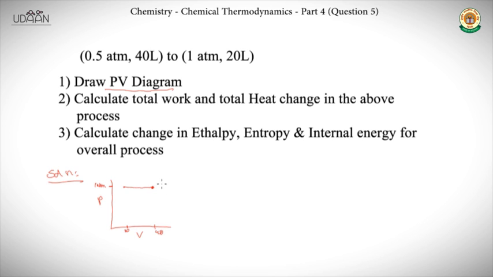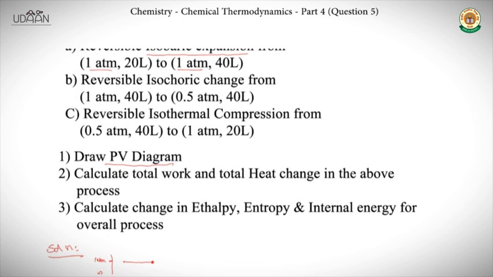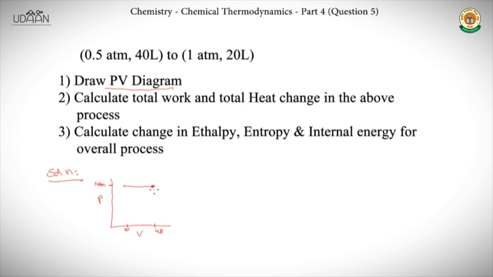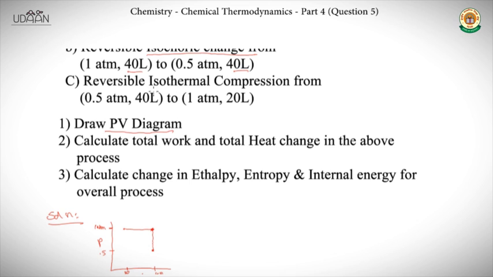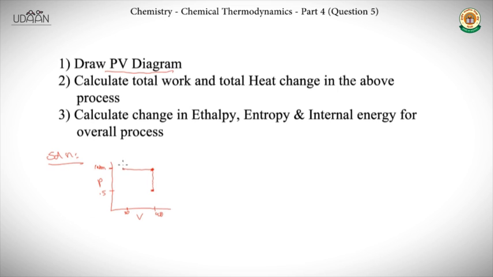Isobaric expansion, a straight line, parallel to V. And in the second process, it is an isochoric change, implying constant volume at 40 liters. It is decreasing pressure from 1 atm to 0.5 atm. So 1, 40 to 0.5, 40. And in the third one they gave reversible isothermal compression. In an isothermal process temperature is constant and it is going from 0.5 atm 40 liters to 1 atm 20 liters.